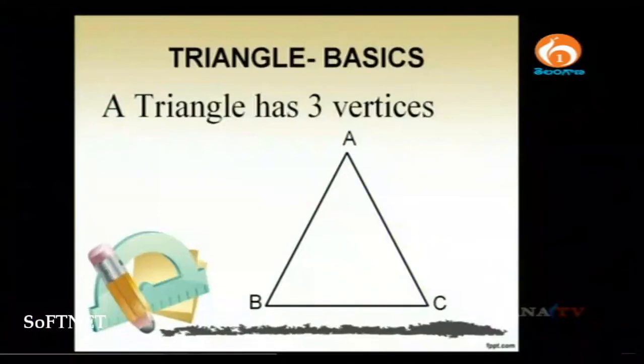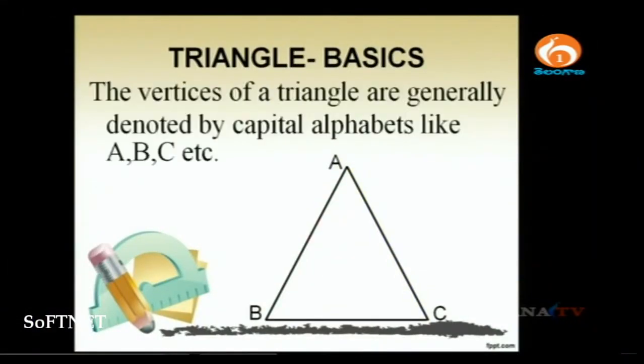But we should know about some basics of a triangle. Let us know about those basics. Okay guys, please note down these basics of a triangle, right? A triangle has 3 vertices. The vertices of a triangle are generally denoted by capital alphabets like A, B, C, etc.